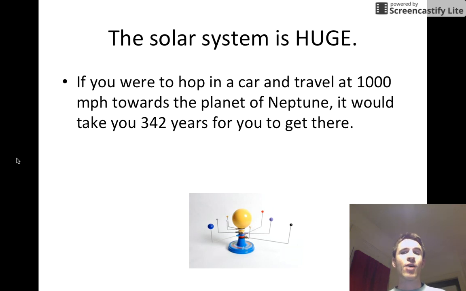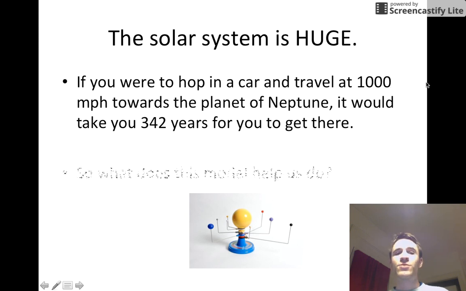If you were to hop in a car right now and travel at 1,000 miles per hour toward the planet of Neptune, which is obviously a crazy idea, it would take you 342 years to get there. So in other words, you wouldn't get there because you'd probably be dead. The solar system is huge. That's if you're going 1,000 miles per hour, right? And that's why we use a model.